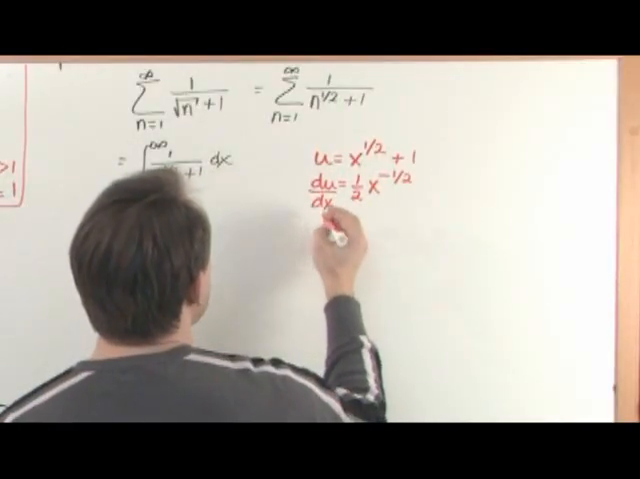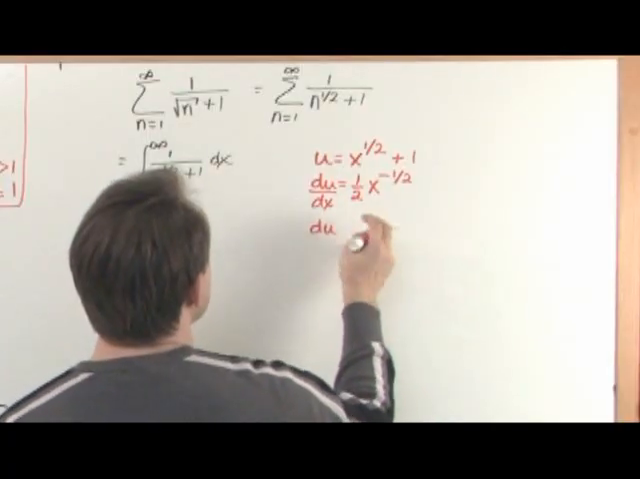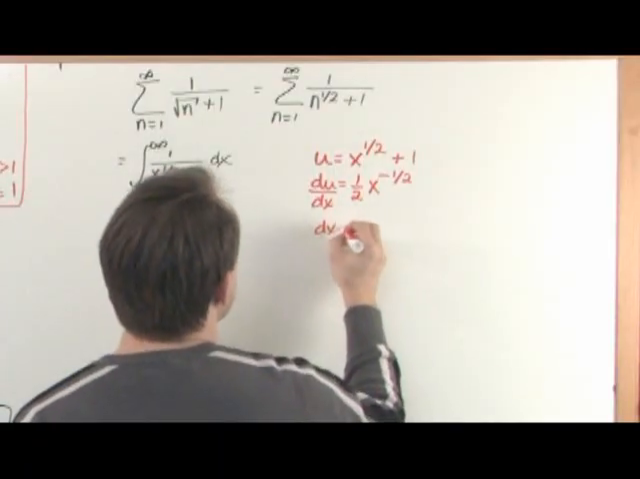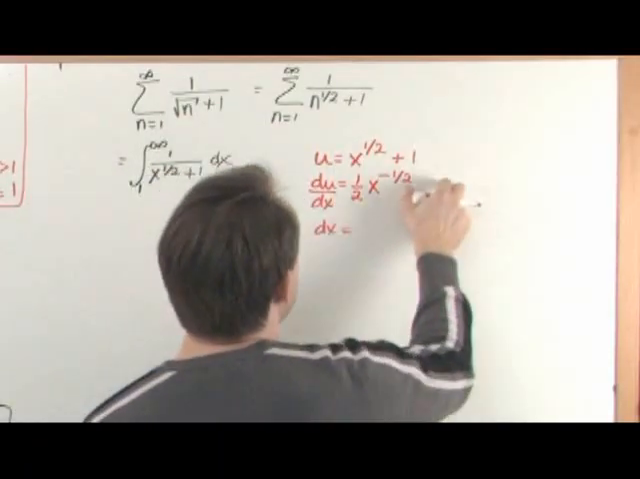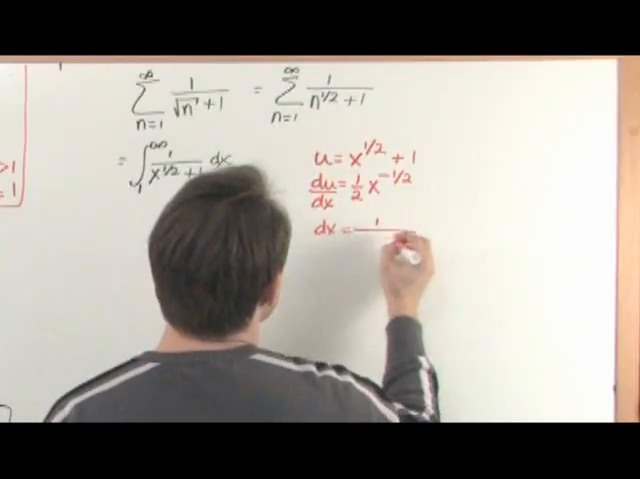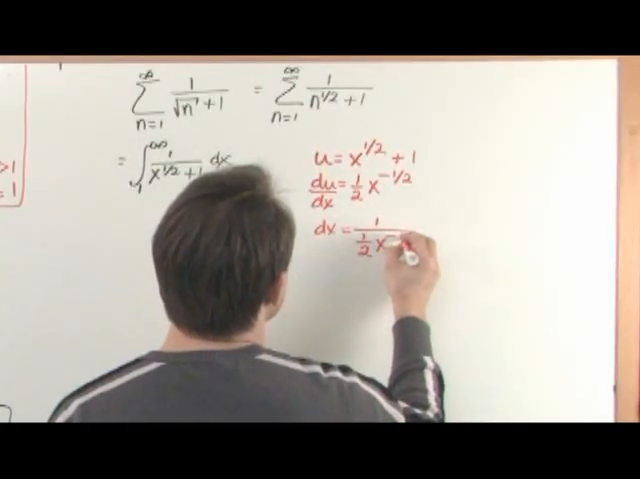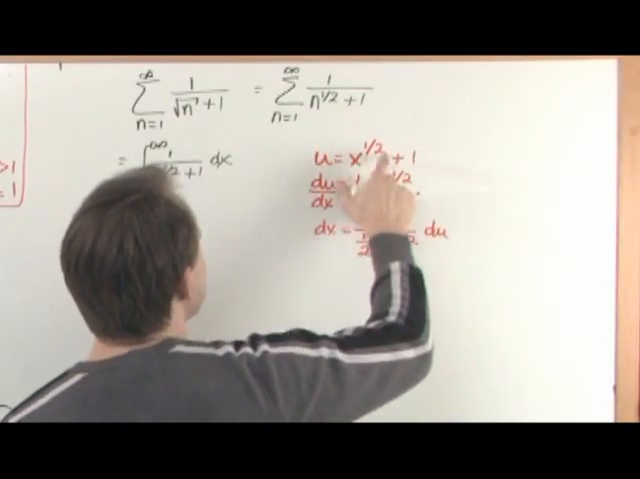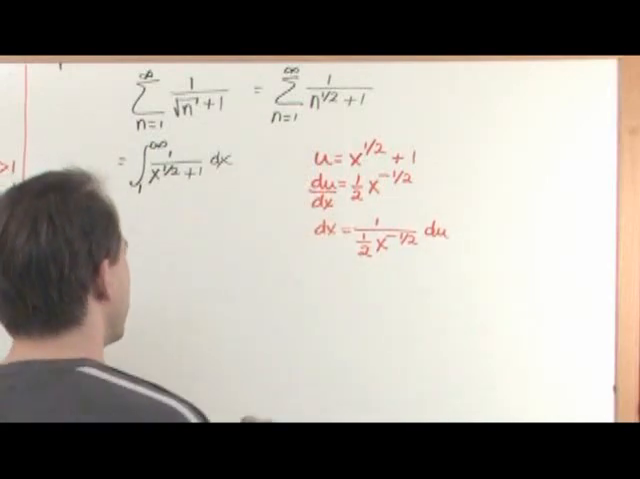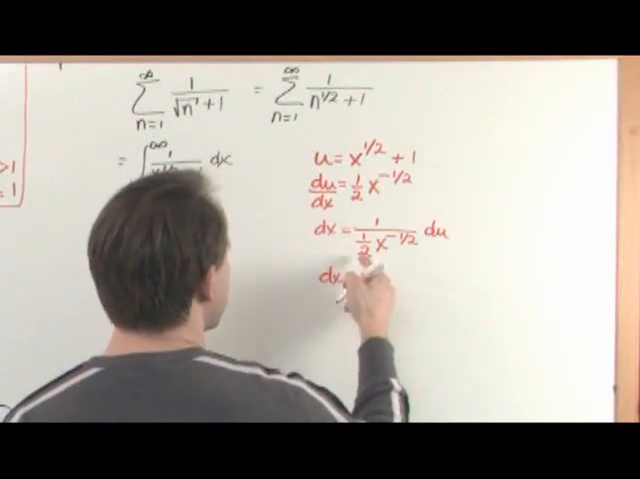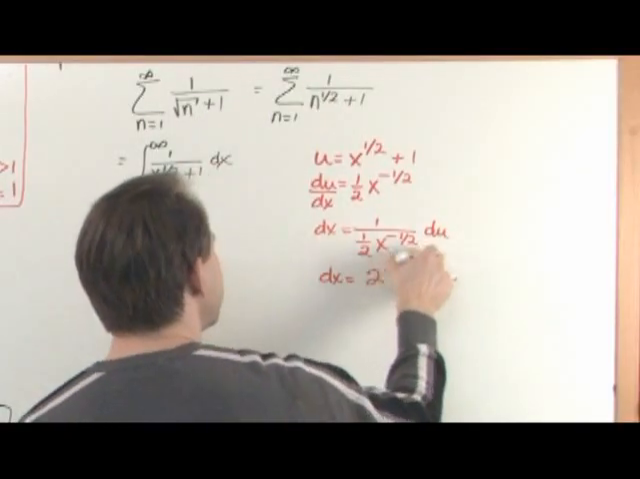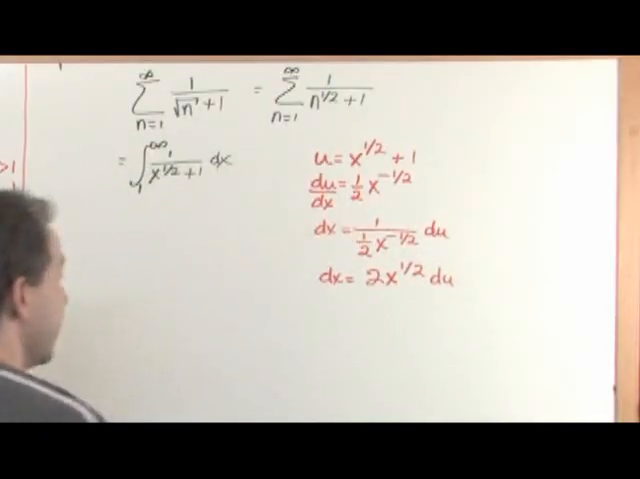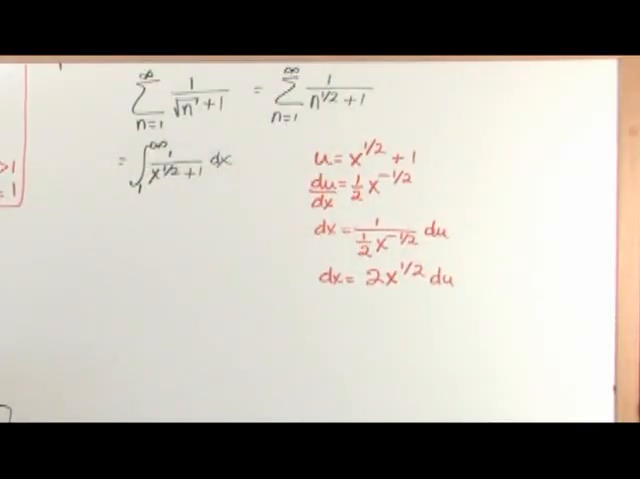Then what I'm going to have here is dx equals, moving dx over here and taking this and pulling it over here, 1 over 1/2 x to the negative 1/2 du. All I did was take dx and move it over here and take this entire thing and divide it over here. I'm doing things one step at a time. So then dx would be equal to taking the 2 and flipping it up, and moving the x to the negative 1/2 upstairs, 2x to the 1/2 du.